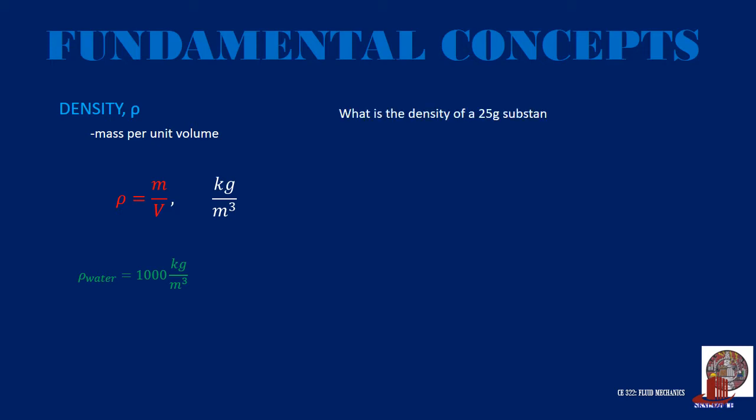Read the example. What is the density of a 25-gram substance with a volume of 0.005 cubic meters? Taking the ratio between mass and volume will give us density, which is taken as 0.025 all over 0.005, and so density is given as 5 kg per cubic meter.